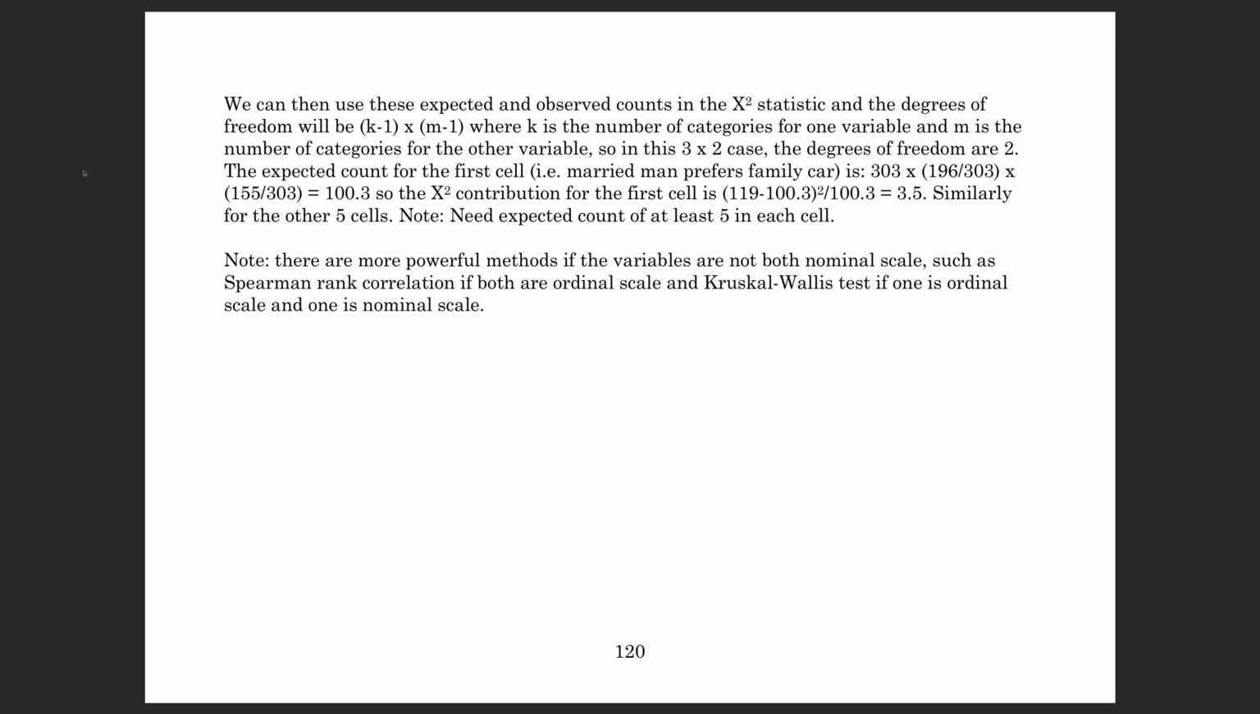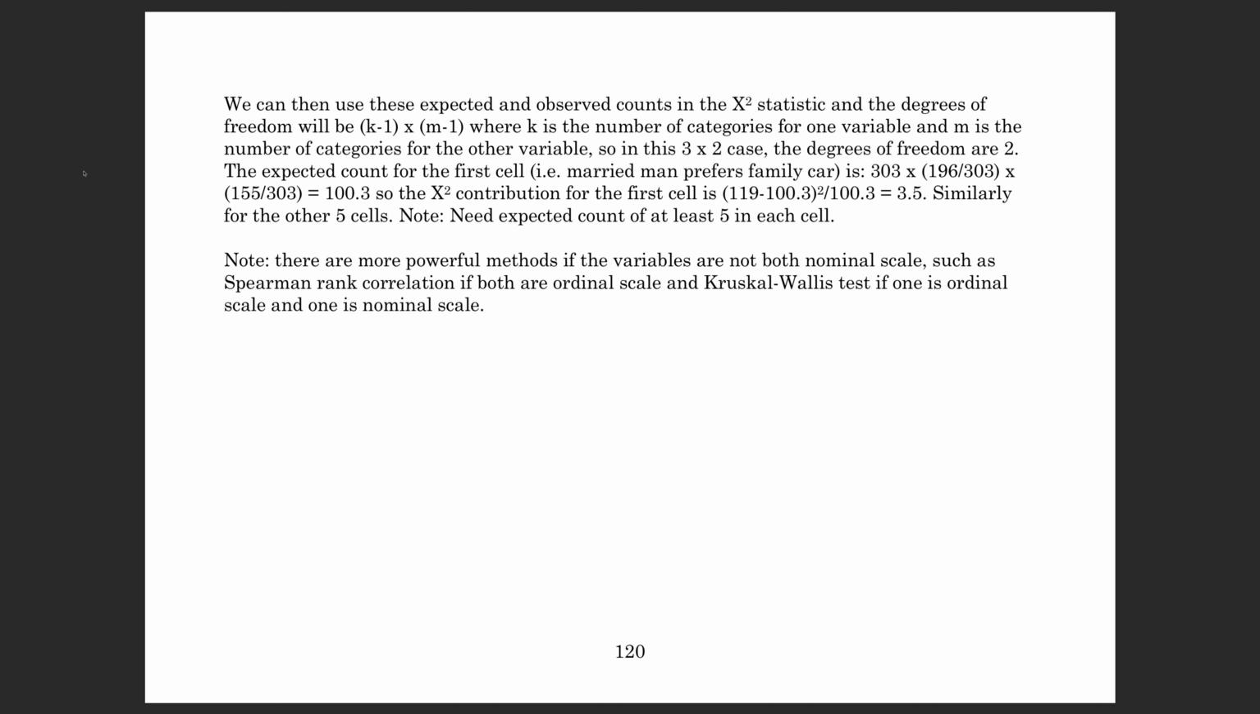Now, one more point I want to make very clear here. You'll see it has a note saying there are more powerful methods if the variables are not both nominal scale, such as Spearman's rank correlation if both are ordinal scale, and Kruskal-Wallis test if one is ordinal scale and one is nominal scale. So remember, ordinal scale means there is some ordering of the categories.